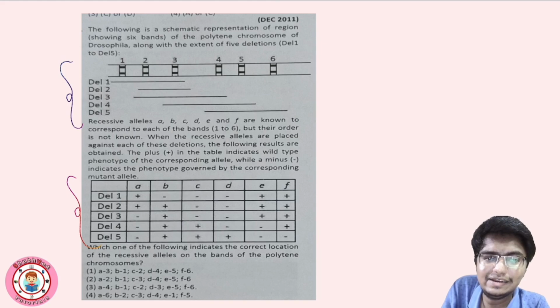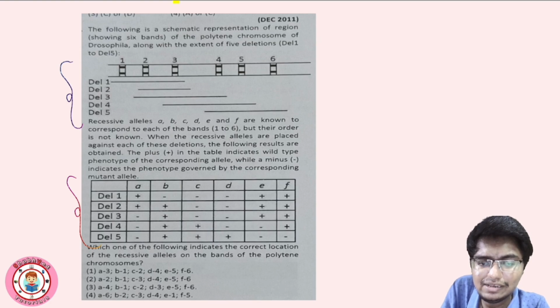Got it? But let's read one time. एक बार हम read करेंगे question. The following is a schematic representation of a region showing 6 bands of the polytene chromosome of Drosophila along with the extent of 5 deletions. 5 deletions है यहाँ पे, right? ये क्रोमोसोम का जीन रीजन है और जो डिलीशंस है वो हमें दिया है.